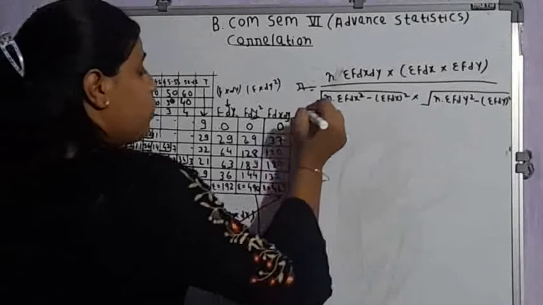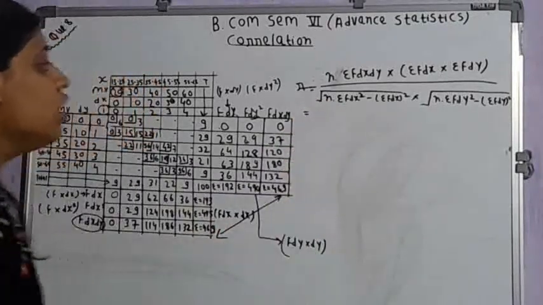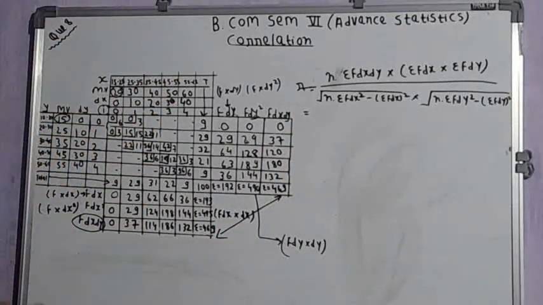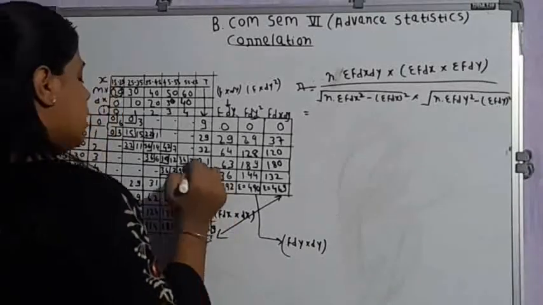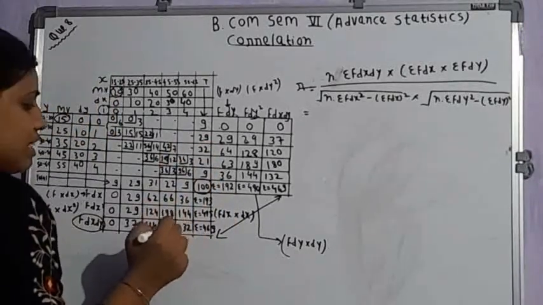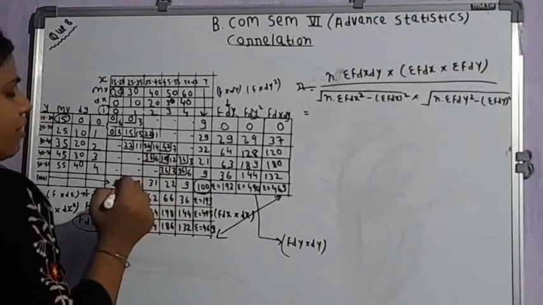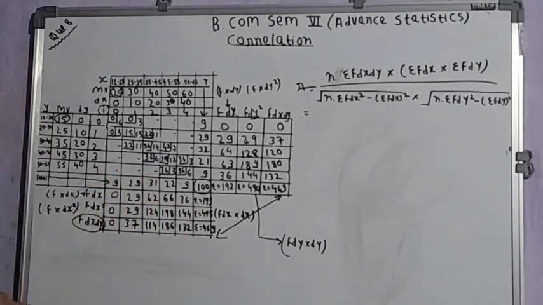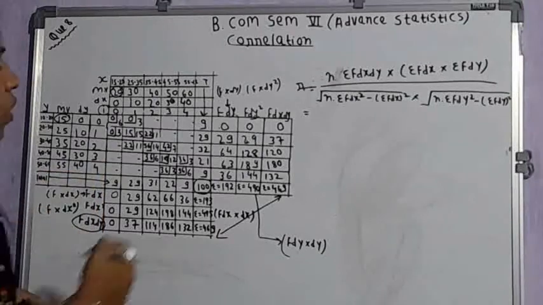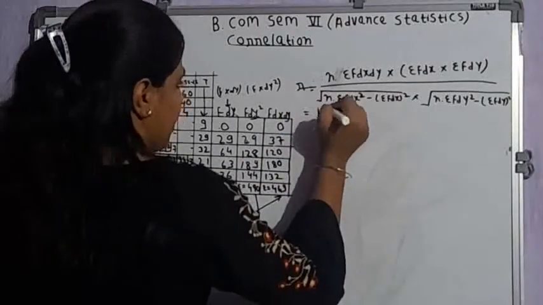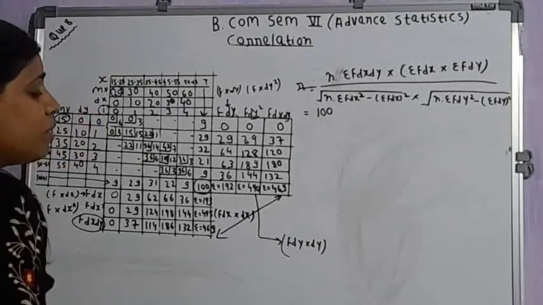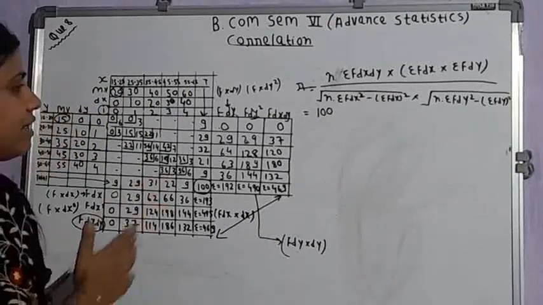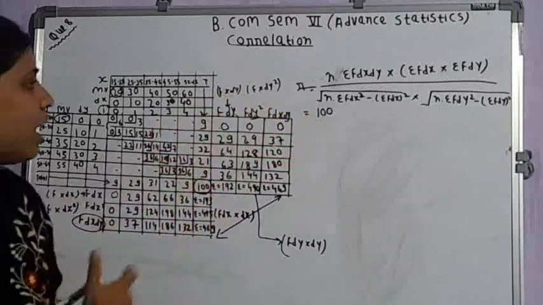So here we are done with the formula. Now what we have to do? We have to put the values into the formula. So n. What is n? Total of these frequencies would be n. So what is the total of the frequencies of both the series? It's 100. Okay. So n would be 100 because n represents the number of items, and here in both the series how many items are there? 100, and that is why n would be 100.